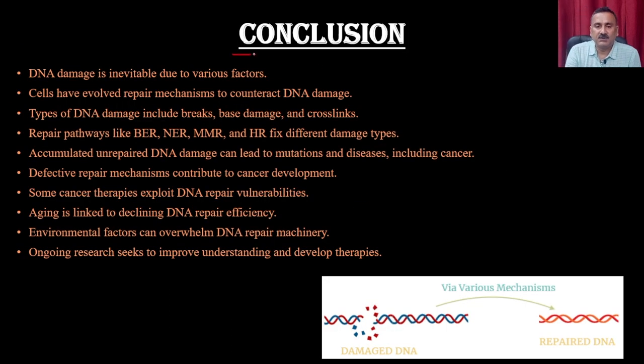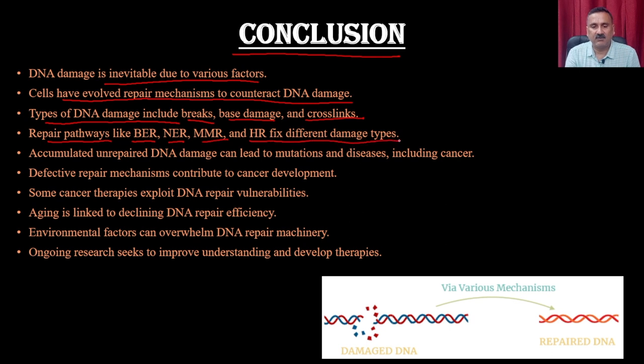So, in conclusion, DNA damage is inevitable due to various factors. Cells have evolved DNA repair mechanisms to counteract the DNA damage. Types of DNA damage include breaks, base modification and cross links. Repair pathways like BER, MMR and HR fix the different types of DNA damage. Accumulated unrepaired DNA damage can lead to mutation and disease including cancers. Defective repair mechanisms contribute to cancer development.